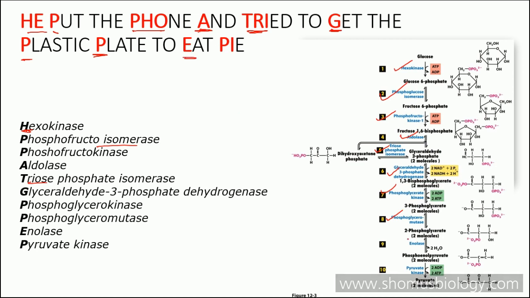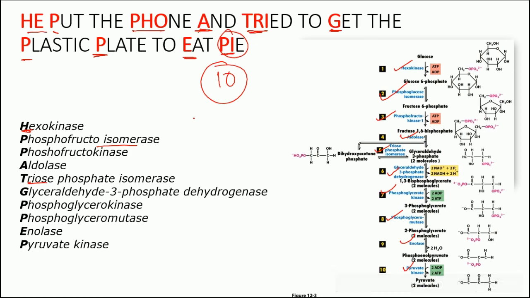E, what? Enolase, ninth enzyme. And PI, pyruvate kinase. It simply sounds like pie, that's why I took it. So pyruvate kinase, the last enzyme, or the 10th enzyme of this process. So you see, it's a rule of 10 with 10 enzymes and intermediates that are involved, and it's all about your great-grandmother preparing pie for you, and then you're putting your phone down, trying to get the plastic plate to eat pie. So I hope you get an understanding of how to remember glycolysis in very little time.